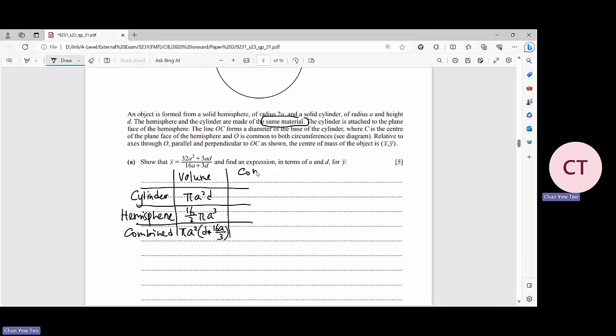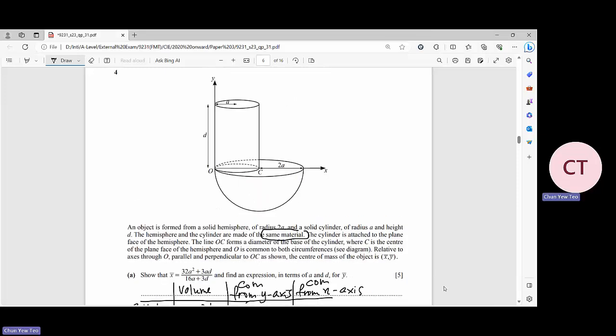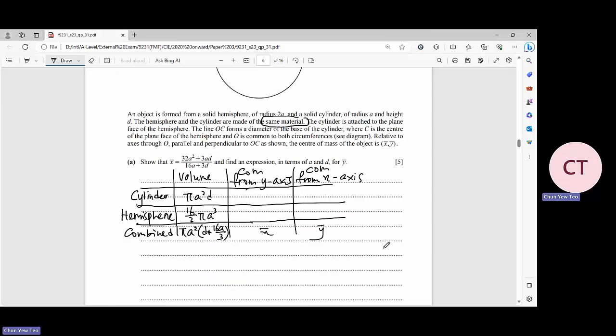Then we need to find the center of mass from the y-axis, and also from the x-axis. This will give you the combined solid. The center of mass will be bar x and bar y over here. For the cylinder, we know that the center of mass is at the center. So from the y-axis, it will be only a. From the x-axis, it will be half of d. So this one will be a and half d.